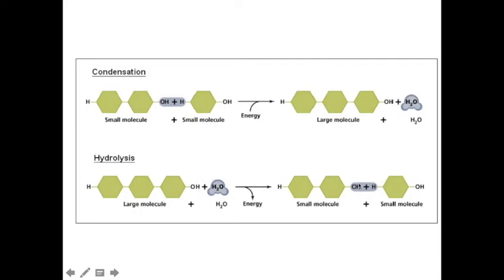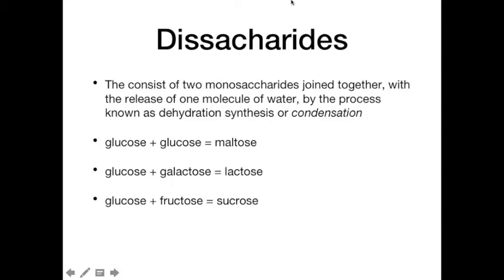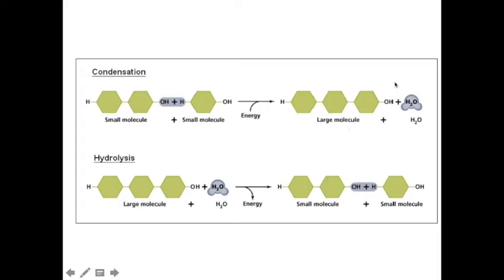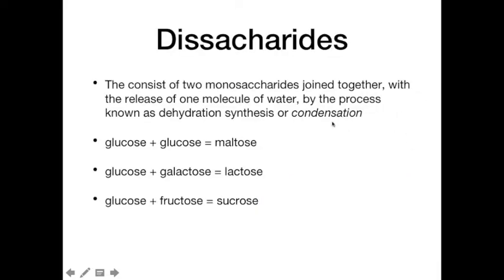So the disaccharides consist of two monosaccharides joined together with the release of one molecule of water, by the process of dehydration synthesis. Why is it called dehydration synthesis? Because we've got the release of one molecule of water, or condensation. You need to know the three disaccharides, and what they're made of.